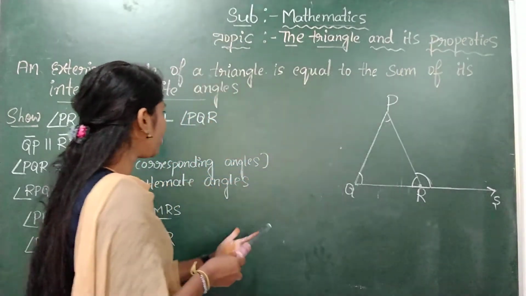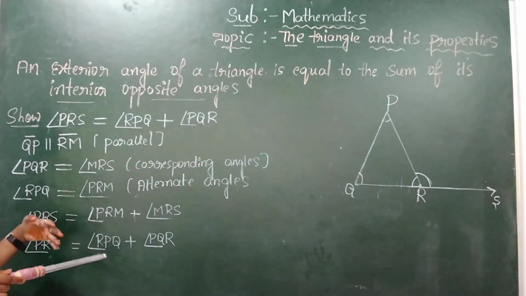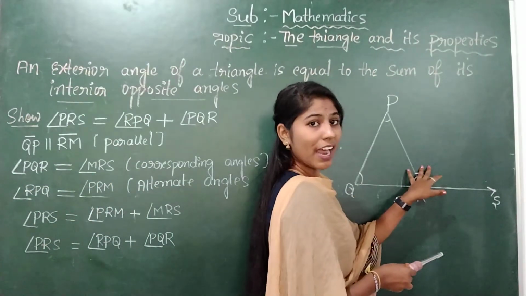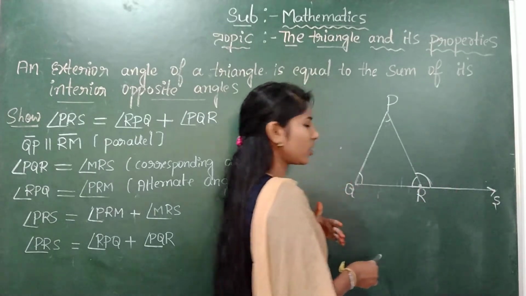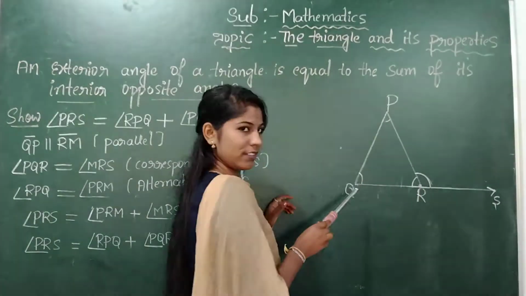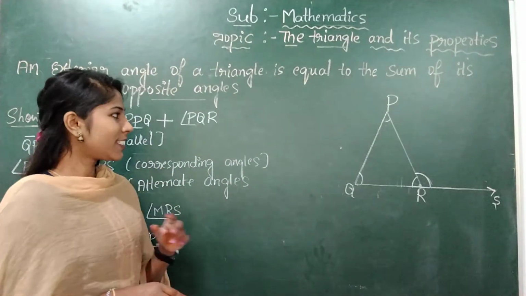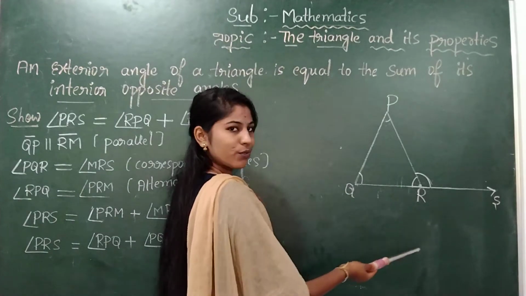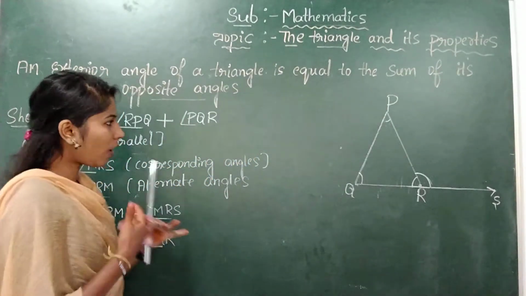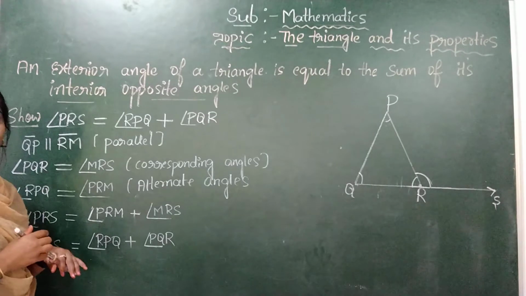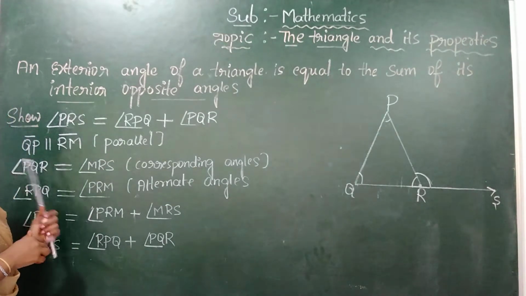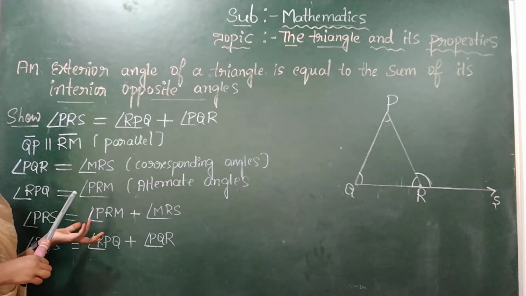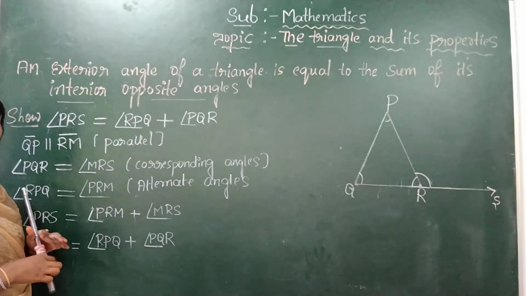So before going into this property, you take a protractor and measure the exterior angle, and next you can measure these two angles. If you get the sum is the same, that is, angle P and angle Q sum is equal to this exterior angle, then our property is exactly right. Now you can prove this property by using some geometrical ideas and techniques.